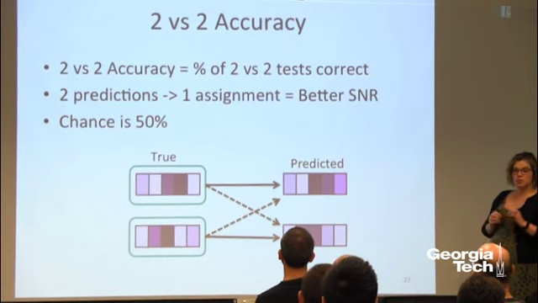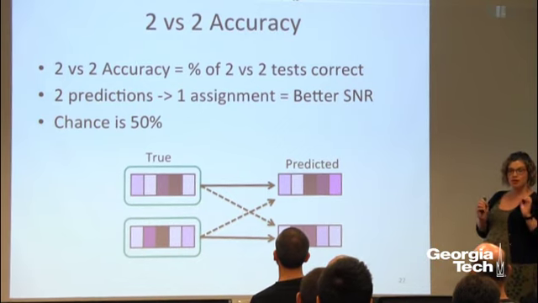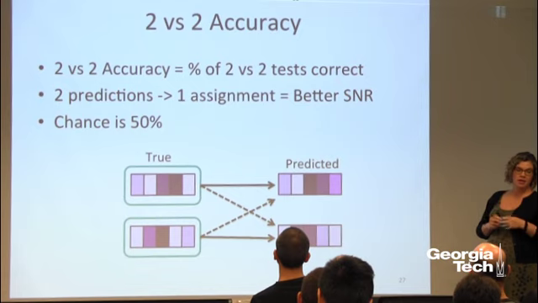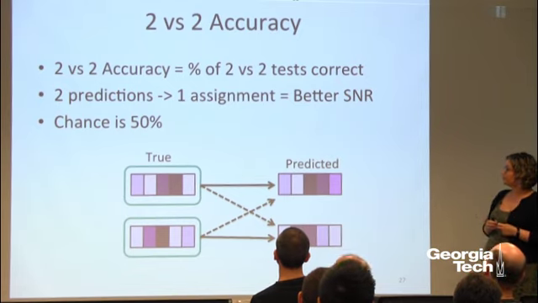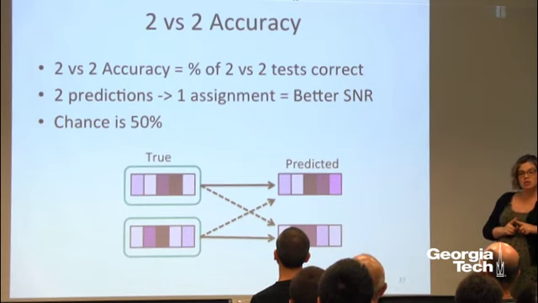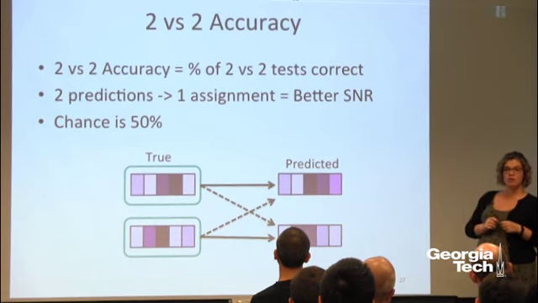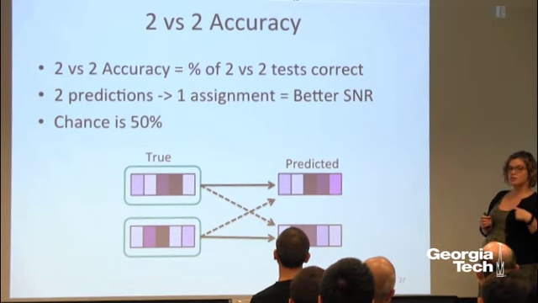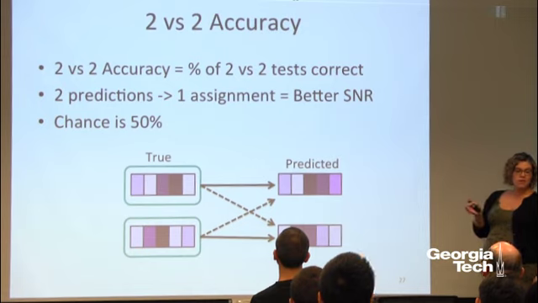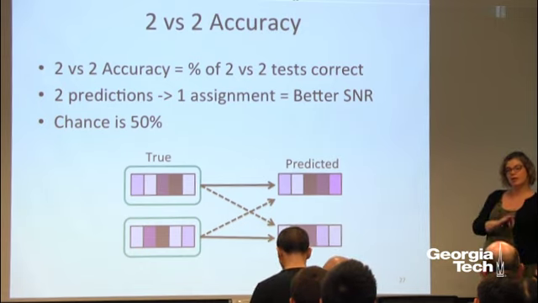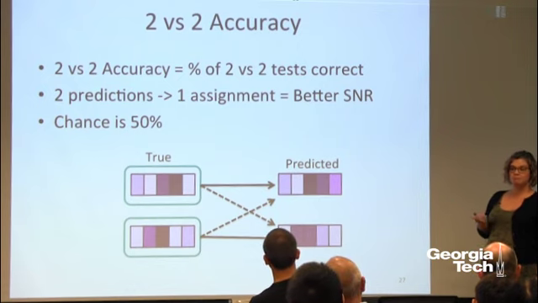So 2 versus 2 accuracy will be the percent of those tests that we run that are correct, and we'll run all possible pairs of words. So in a set of 60, there's about 1,700 word pairs that you could test. The reason we do this is because you're using 2 predictions to make 1 assignment. So even if one of your predictions is quite bad, the other prediction might be able to compensate for it. So you have better signal to noise. It's easier to tell if your model is better than chance using this 2 versus 2 test. And chance is about 50% because you're choosing from one of 2 choices. So if there was no signal at all, if the brain had nothing to do with word vectors, we would see about 50%.